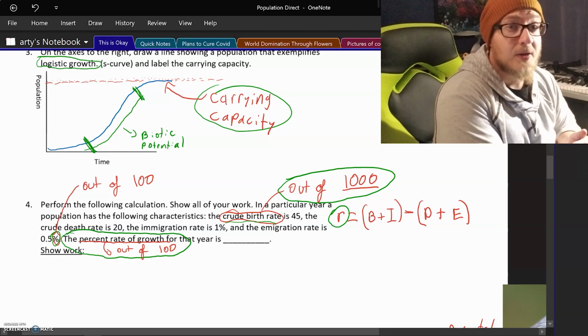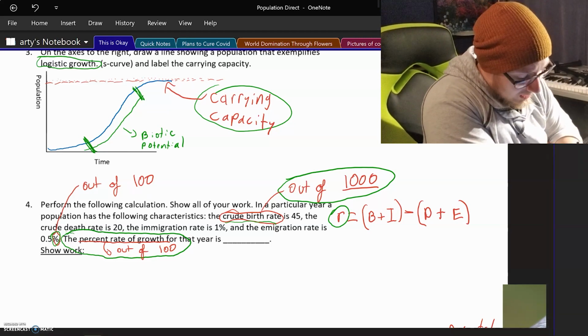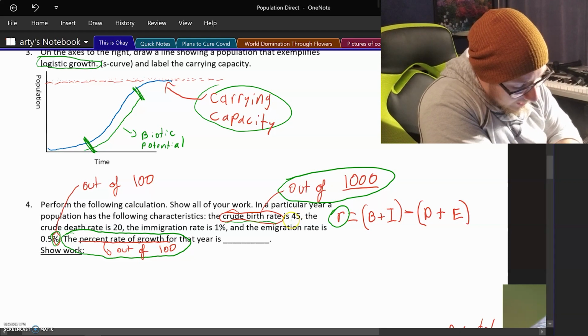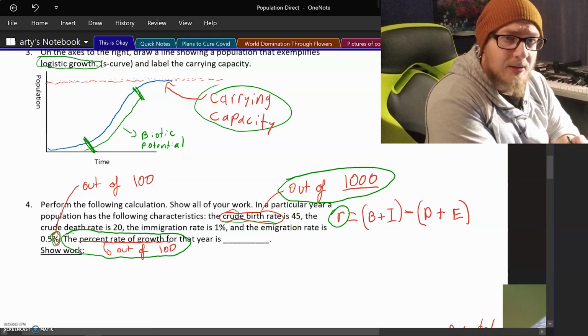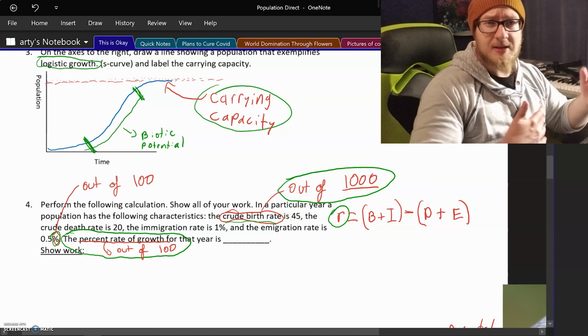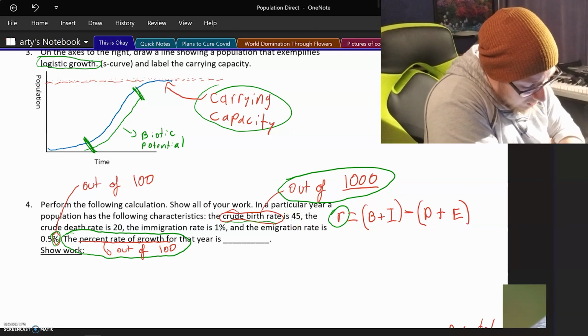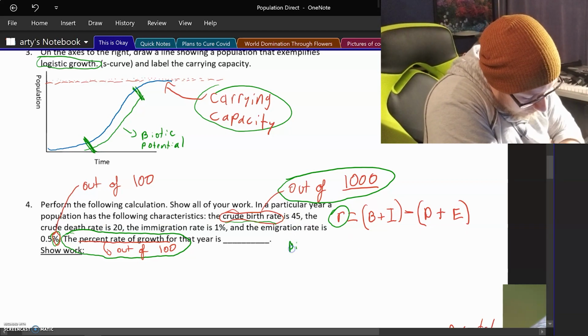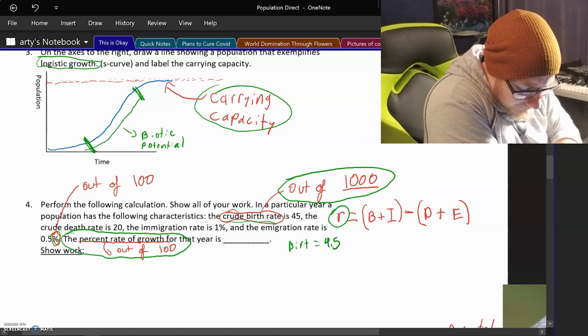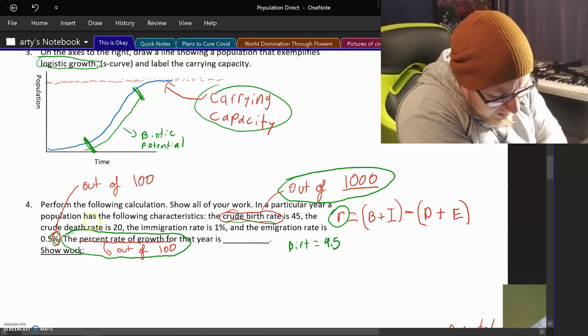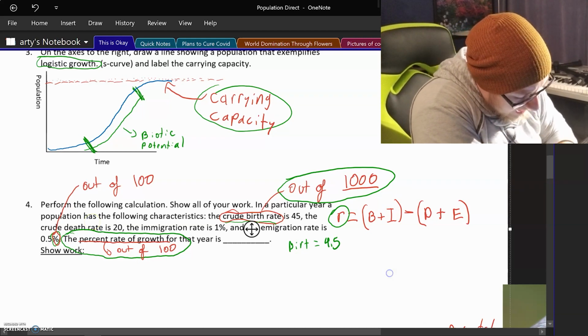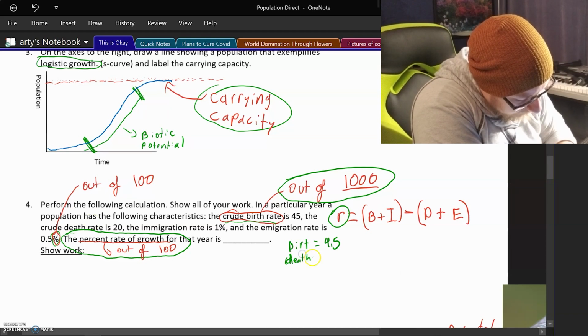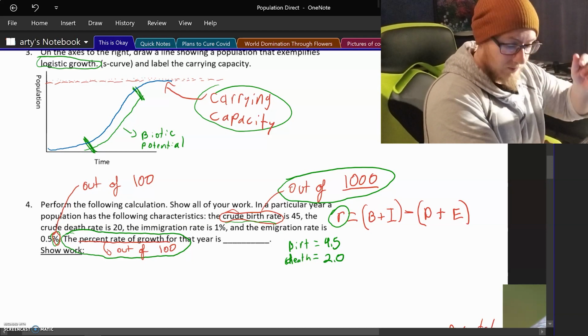So we have to get everything into units out of 100. To get a crude birth rate of 45, which is out of 1,000, to out of 100, you just move the decimal place over, divide by 10, however you want to do it. So the actual birth rate, the percent birth rate, ends up being 4.5. And the crude death rate is 20. That means the percentage death rate is going to be 2.0. All we did was move that decimal over.